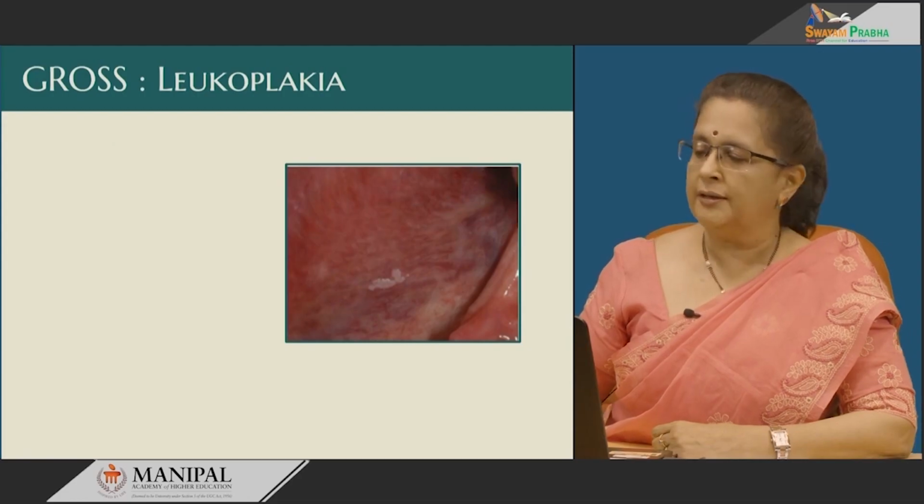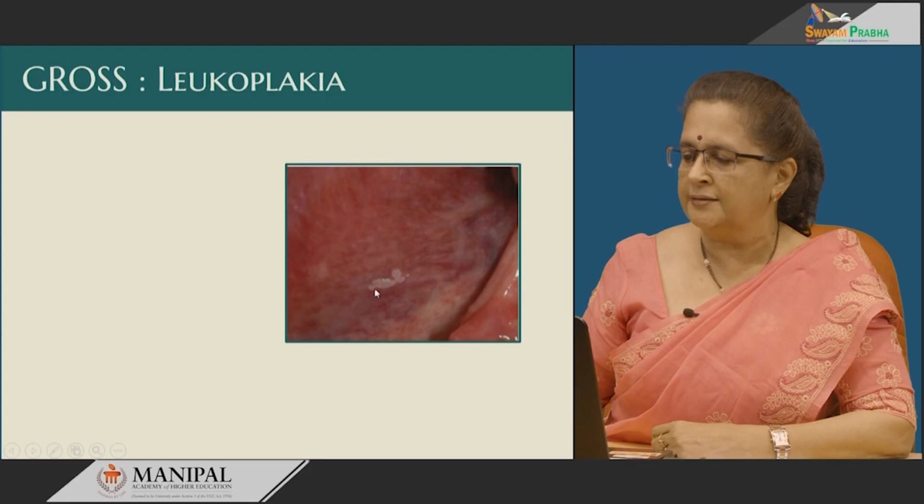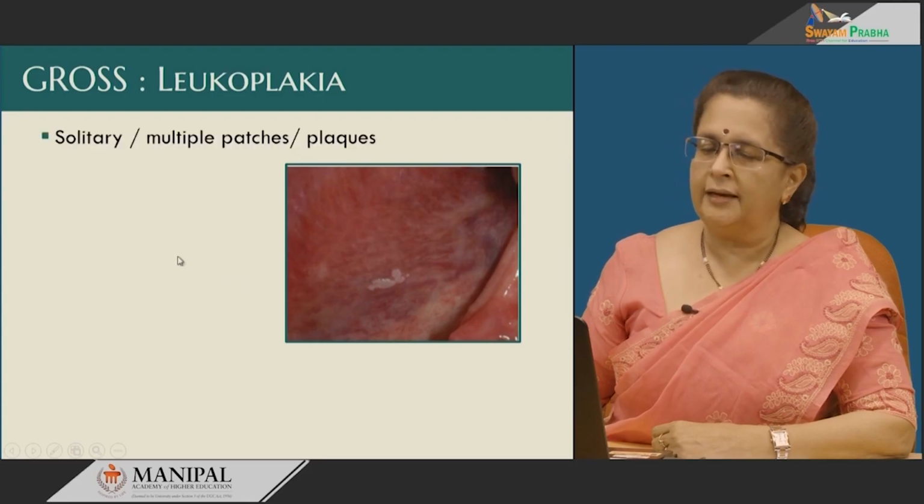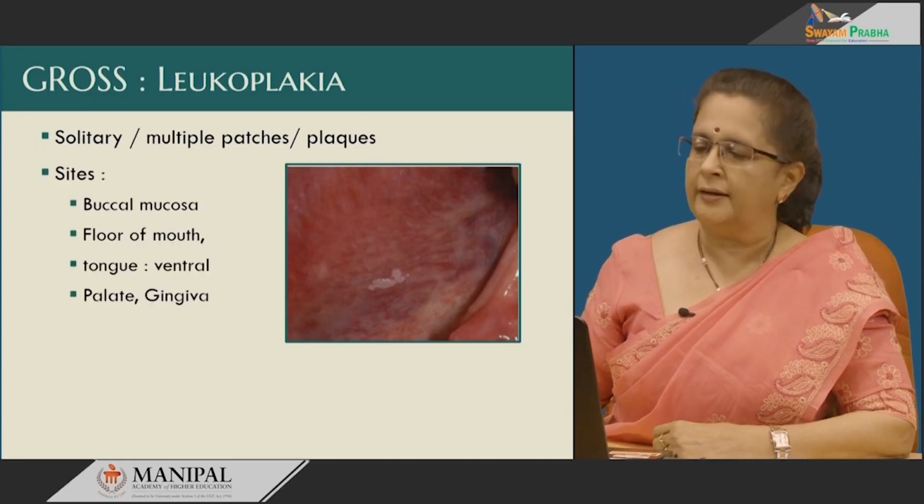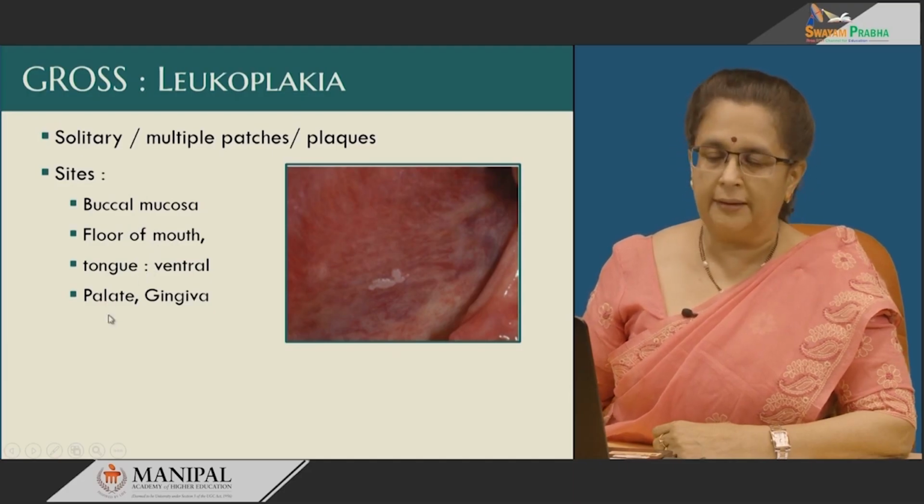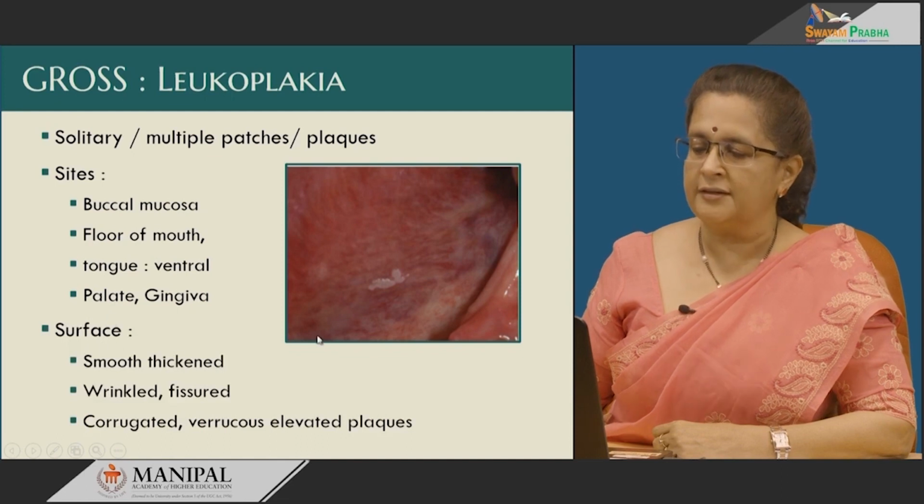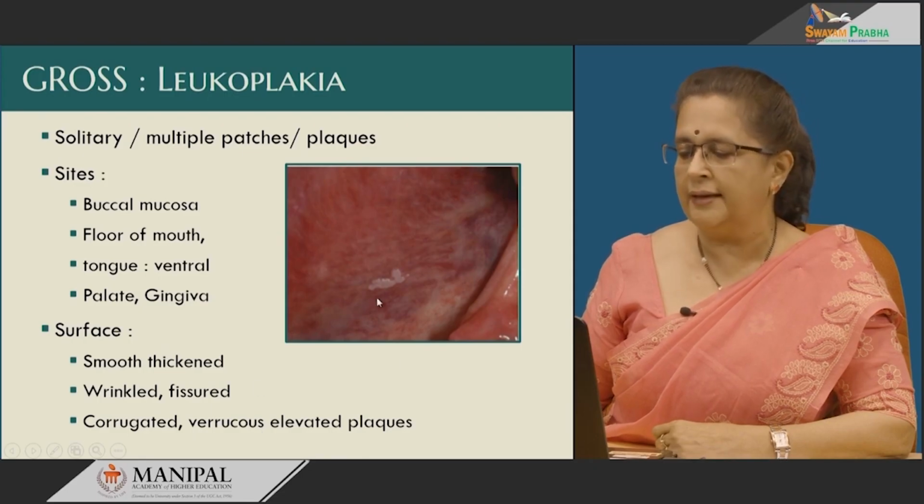So, grossly how do they look? First we will look at leukoplakia. Now, in the picture you can see a small white plaque which has very well defined borders. It is a little irregular. So, they can be solitary or they can be multiple patches and plaques. The sites are where tobacco will accumulate, that is the buccal mucosa, the floor of the mouth, the tongue, the ventral aspect, the palate and the gingiva. Surface is smooth and thickened or wrinkled, fissured, sometimes corrugated, even verrucous, and it will usually be elevated.